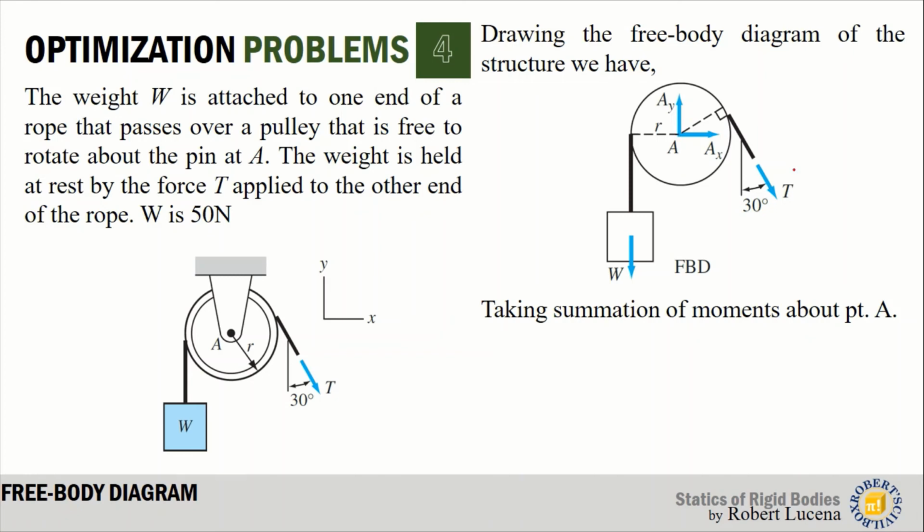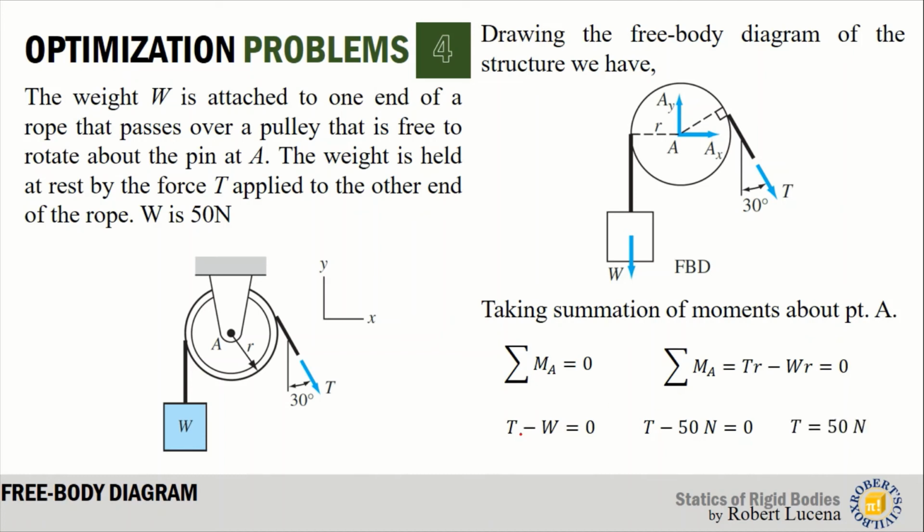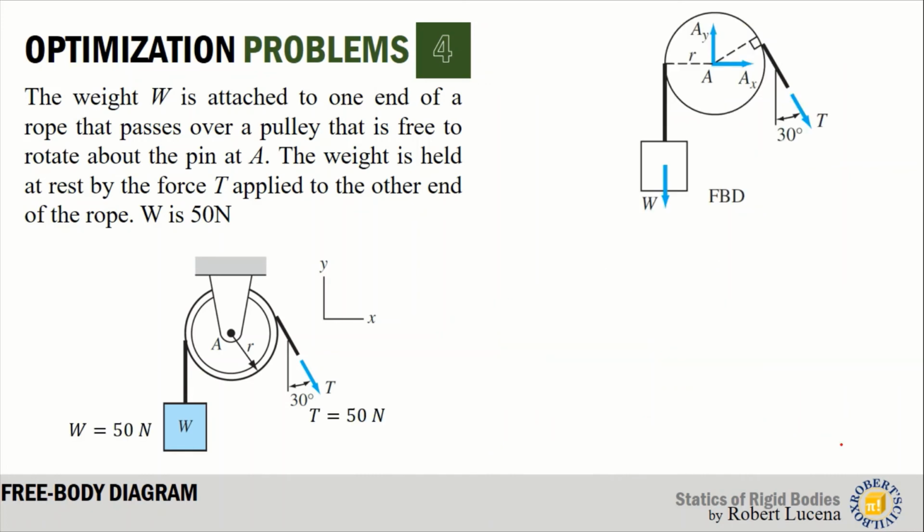Now, taking summation of moments about point A, that would be the summation of moments at A equals 0. What are the forces that cause moment about point A? Those are T and its lever arm R, and W and its lever arm R. So we substitute the values. You will get T minus W equals 0, and replacing W with 50, you get T equals 50 Newton. Now, having the value of T, we can proceed to get the reaction at A.